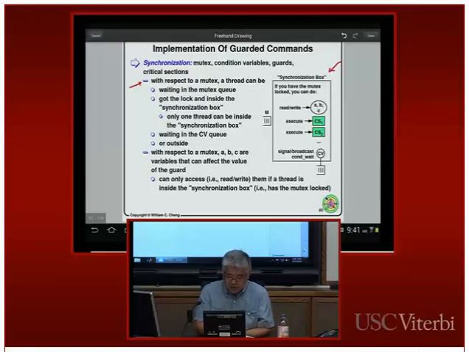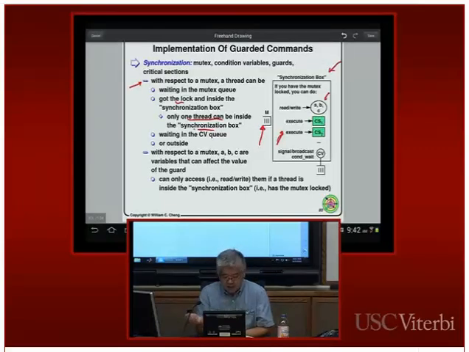So I'm going to try to explain this picture. This particular picture has a mutex, and this is the synchronization box for that mutex. With respect to a mutex, a thread can be in one of, in this case, 4 places now, because we have just introduced the condition variable. The thread can be waiting in the mutex queue, waiting to get into the synchronization box, or it could be inside the synchronization box. It got the lock, and it's running inside the synchronization box. And pthread guarantees that if you use the mutex properly, only one thread can be inside the synchronization box at a time.